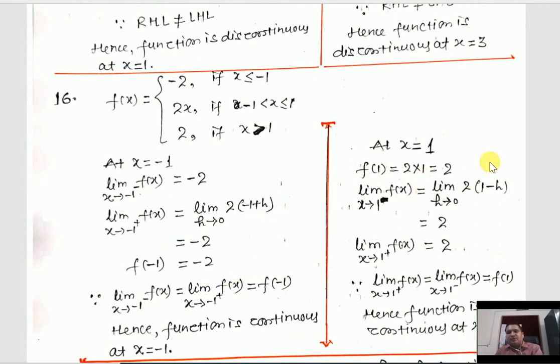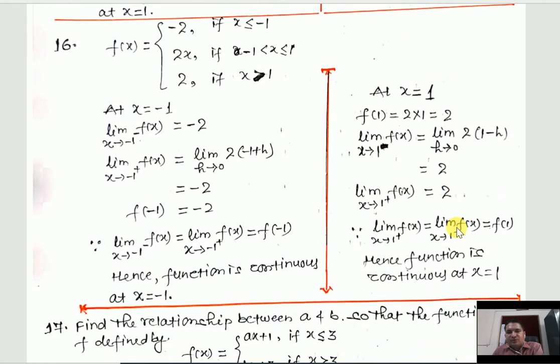Now we need to check for x equal to 1. At x equal to 1, f(1) is what? 2. Left hand limit is what? Again 2x, instead of x you have to put 1 minus h, which gives 2. And the right hand limit, for x greater than 1, is 2. This will also be 2, hence the function is continuous at x equal to 1.